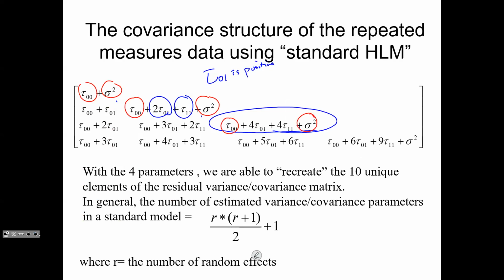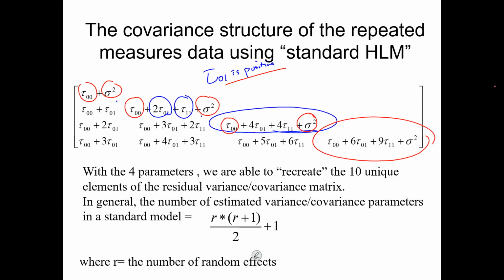And then finally, you can see here, again assuming tau naught 1 is positive, this is going to be bigger still, because now I've got 6 tau naught 1 plus 9 tau 1. So what's really interesting is that this is all hidden inside our tau matrix and our sigma squared, but when we do a standard multilevel model, we're actually estimating a composite residual variance covariance matrix, a lot of words, in which the variances are getting bigger across time, if tau naught 1 is positive. If tau naught 1 is negative.